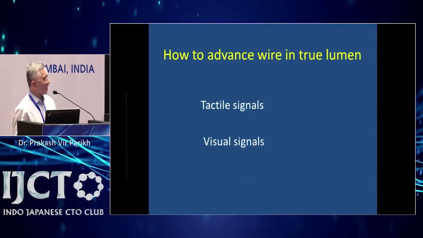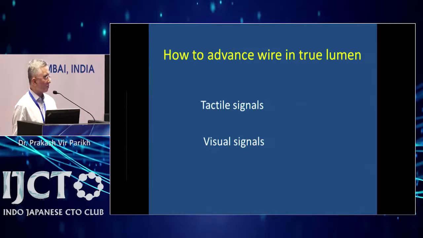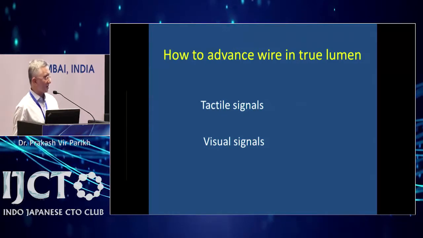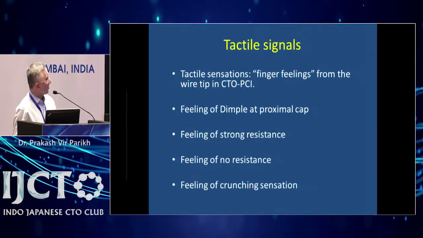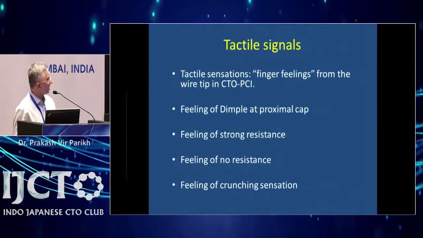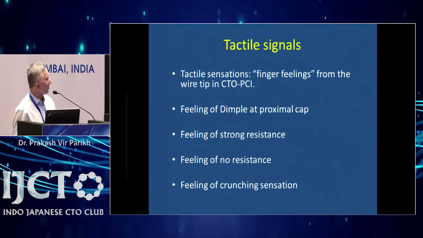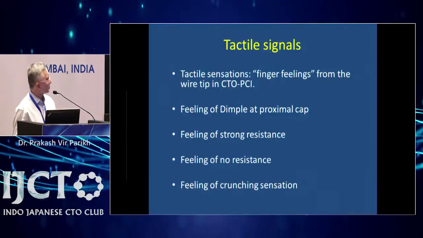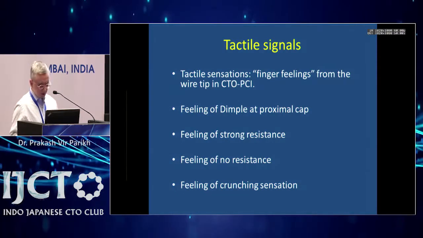So how do we advance the wire in antegrade approach? We should rely on two simple signals, tactile signals and visual signals. So what are the tactile signals? They are the finger feelings from the wire tip in CTO PCI. The most common finger feelings are the feeling of a dimple at the proximal cap, feeling of strong resistance, feeling of no resistance, and feeling of crunching sensation.